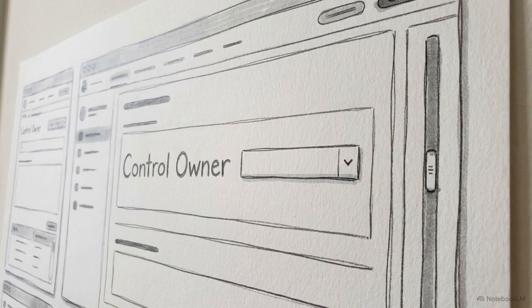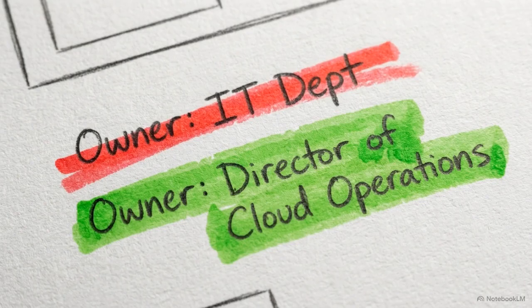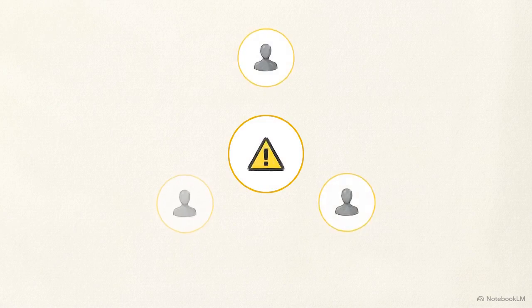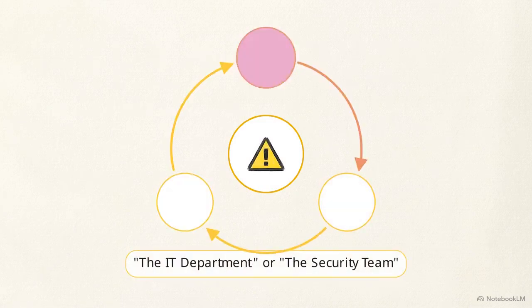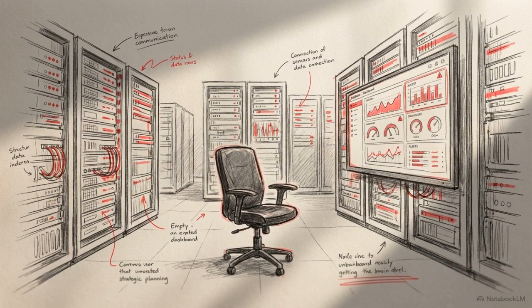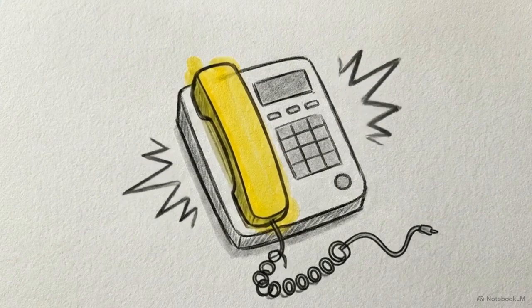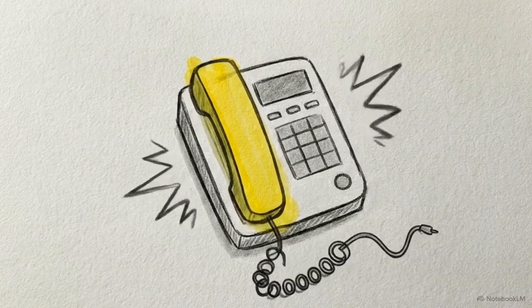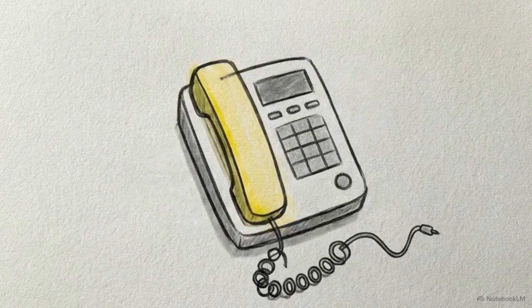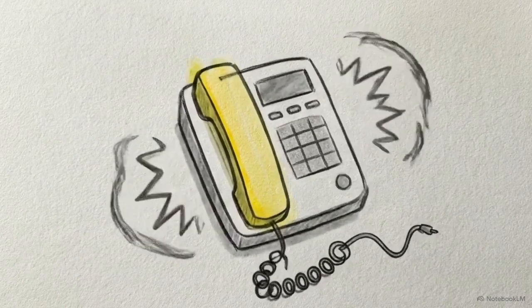Step 3. Scroll to the Control Owner Assignment field. Do not assign this control to a generalized department. Naming the IT department or the security team creates diffuse accountability, where everyone assumes someone else is monitoring the alerts. Apply the ringing phone test. If this automated system flags a critical failure at midnight, a specific named individual's phone must ring.